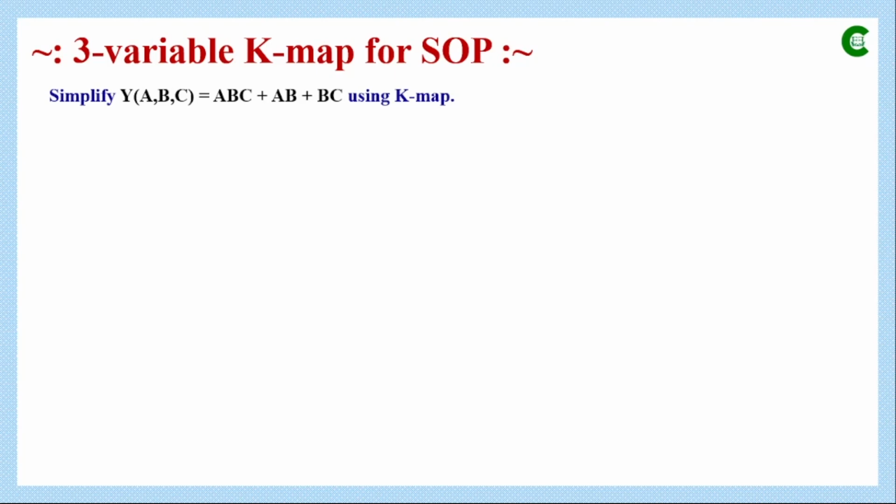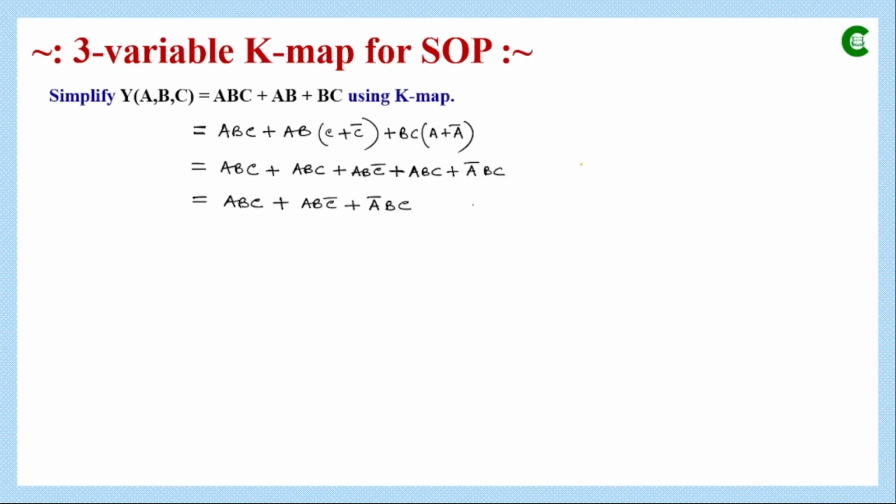If this type of non-canonical format of any Boolean function is given, then in the first step, we have to transform that to its equivalent canonical form. So this is the equivalent canonical form of that given function. I have a separate class on transformation from non-canonical form to canonical form. You may refer to that class.